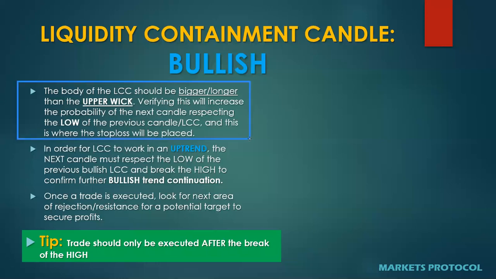The first point is that the body of the liquidity containment candle should be bigger, longer than the upper wick. Verifying this will increase the probability of the next candle respecting the low of the previous candle, which is your liquidity containment candle. And this is where the stop loss will be placed.